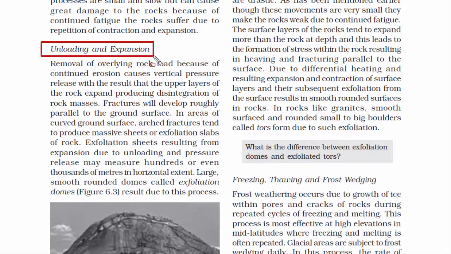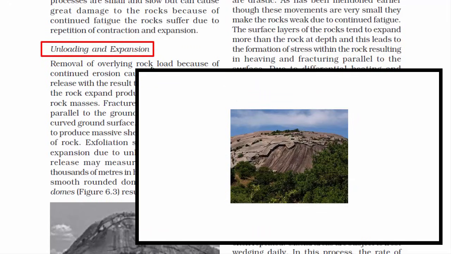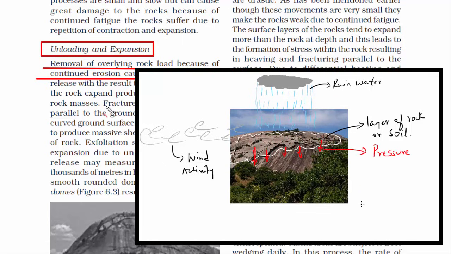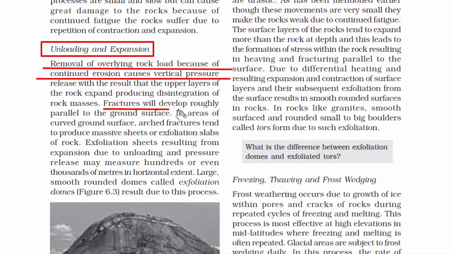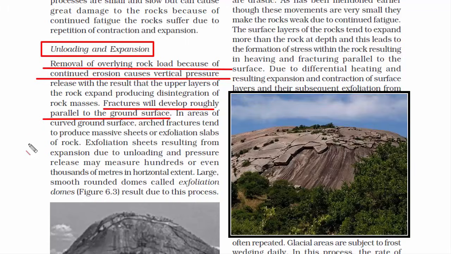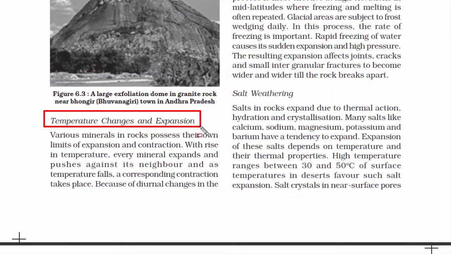The first one is unloading and expansion. When you look at a huge chunk of rock, probably the size of a small mountain, you will notice that on top of it there will be a layer of rock or some soil. This layer faces continuous erosion because it is exposed to water from rain as well as wind activity, and it gets eroded or removed with time. However, you must understand that this top layer creates pressure on the underlying rock, and due to that the underlying rock gets fractured into sheets which lie perpendicular to the direction in which pressure is released. And if you look at this picture, you can see how the top layer cracks and breaks into sheets of rocks.